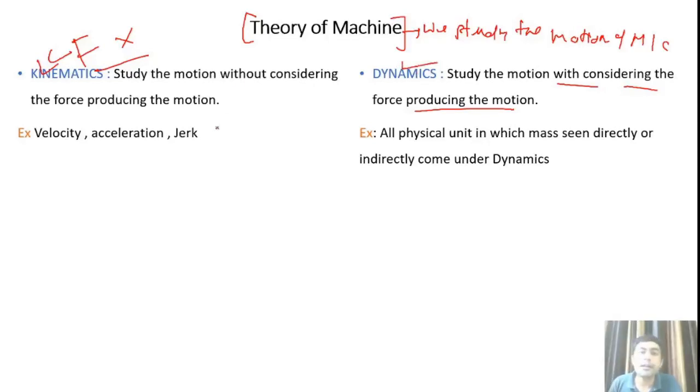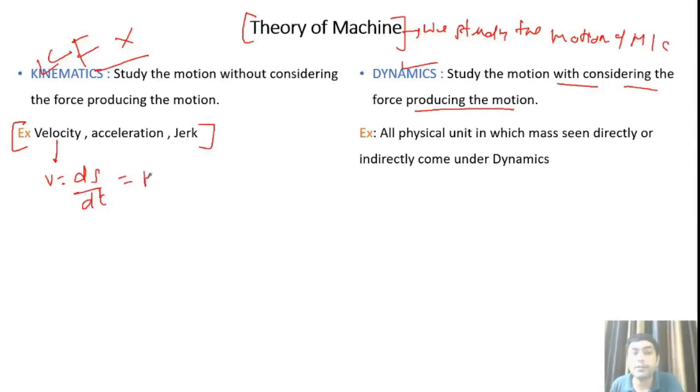Now, the question is how we differentiate between kinematics and dynamics by seeing any problem. Note that in kinematics there is no unit of force in any equation. For example, velocity. What is velocity? Velocity is dx upon dt, change in displacement per unit time.